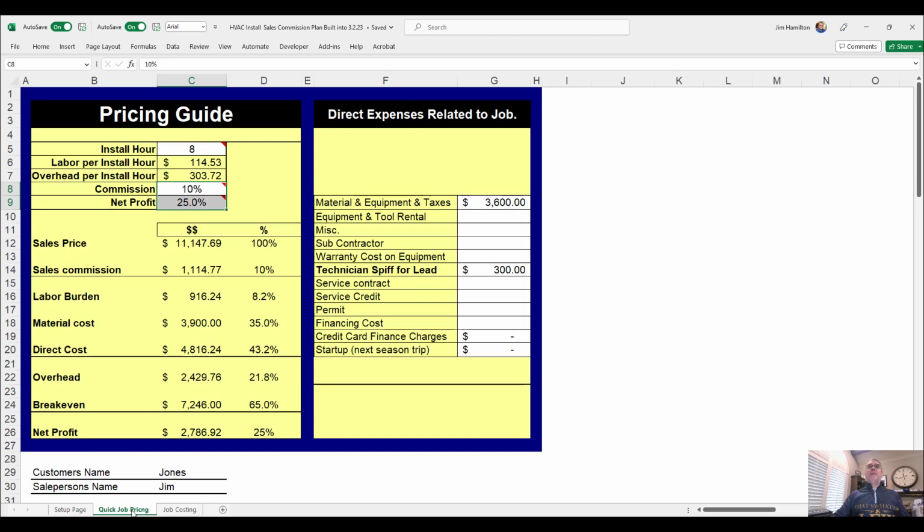Okay, then here is how we build the selling price. 8 hours, 10% commission, 25%. That's pretty much a constant. So everything is a day. If you have jobs that are less than a day, it doesn't matter. Put it in as a day for HVAC installs.